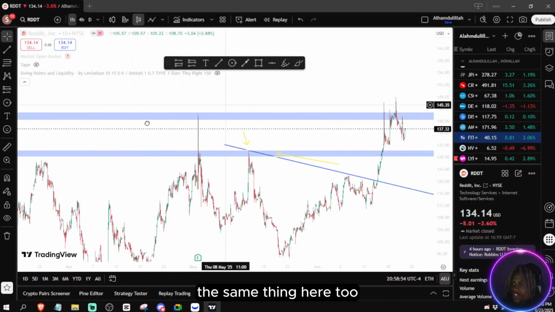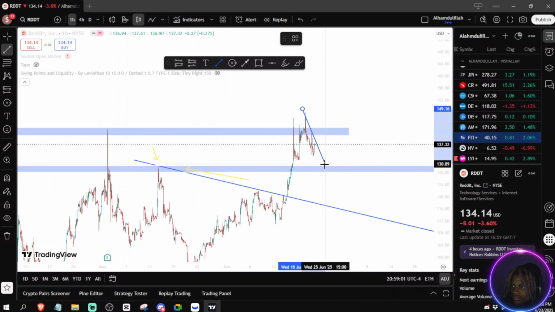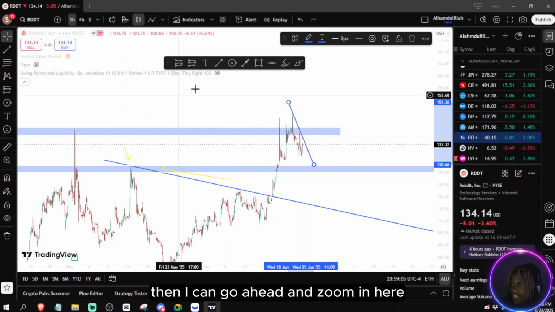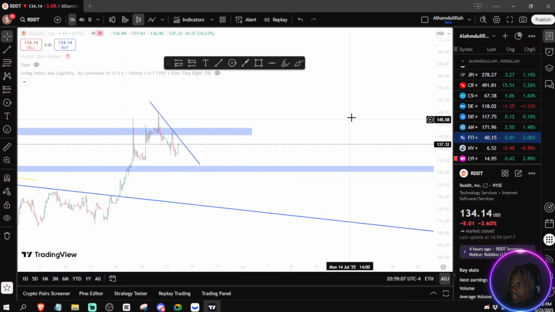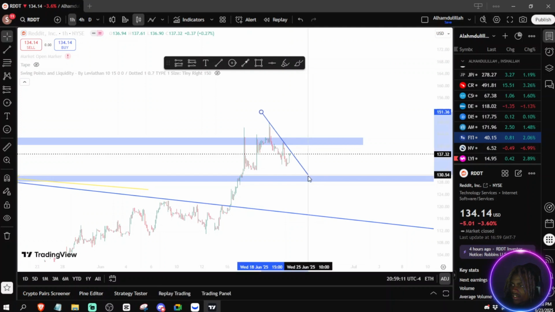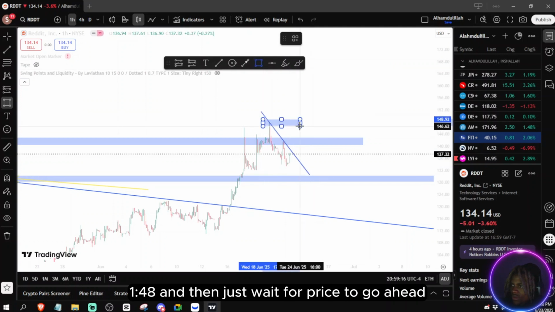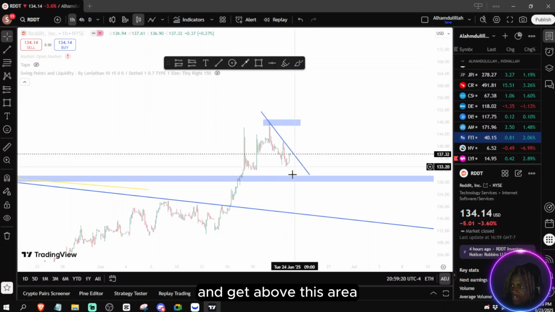And the same thing here too. If I were to just grab the top of this trend line here, just draw it out, then I can go ahead and zoom in here. Even with this little new trend line, I can easily just make my take profit up here, 148, and then just wait for price to go ahead and get above this area.